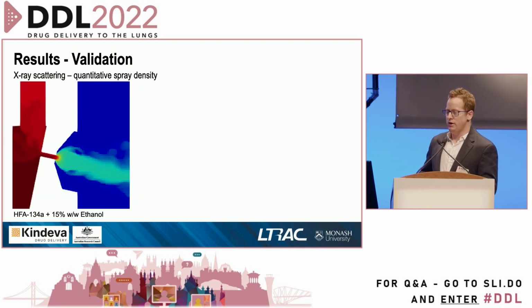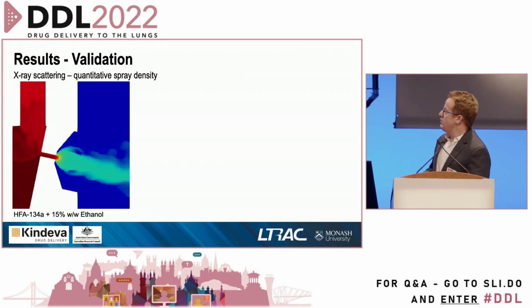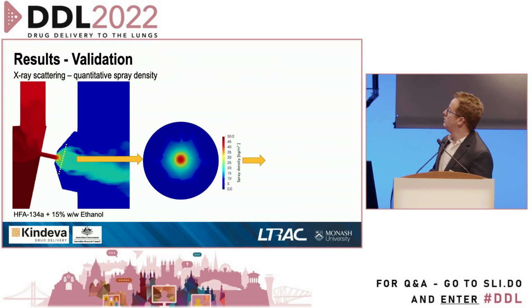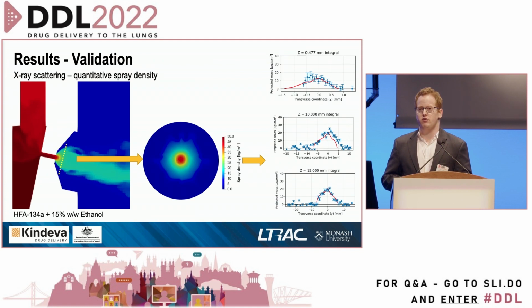That's nice, but we can go one better. We've developed a whole lot of X-ray based measurements that can give you quantitative measurements, and if we cut a slice out, we can compare the actual model, which is the red line, to the X-ray, which is the blue dots, and again, it matches really well, so we're pretty confident.